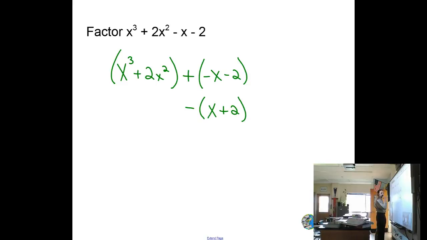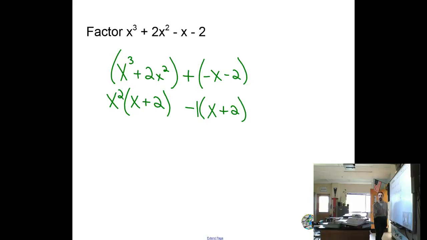And this one here, let me put a 1 there, just for a little kick. Really, because I'm taking out a negative 1. We don't typically write it as negative 1, but that's really what I'm doing. Now, over on this side, what does x to the 3rd and 2x squared have in common? Of course, they have an x squared. So that leaves me with x plus 2.